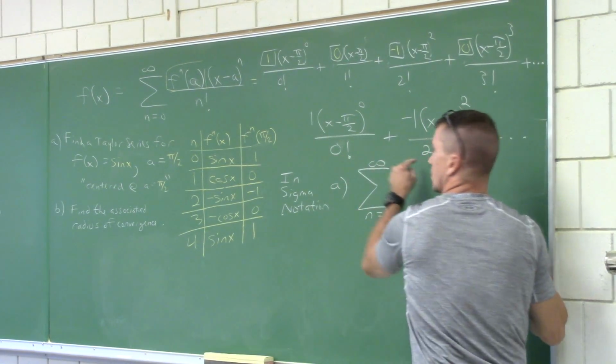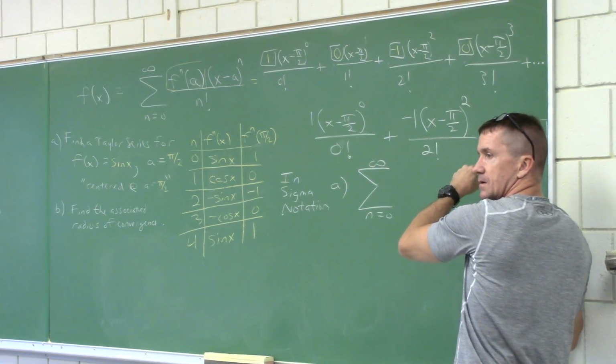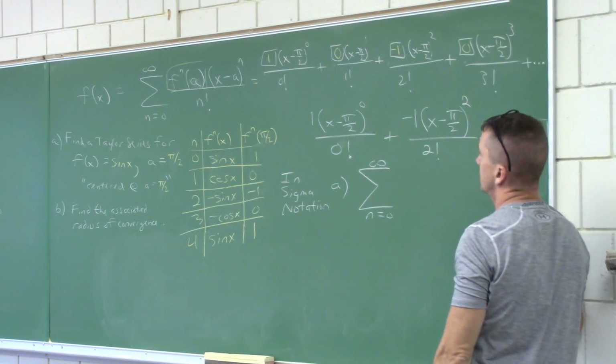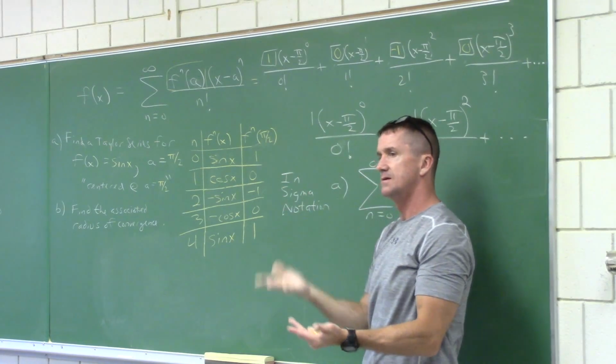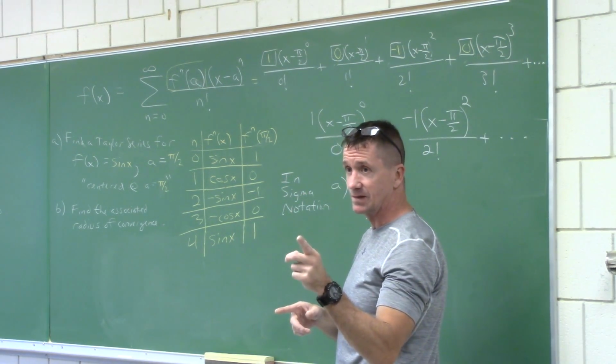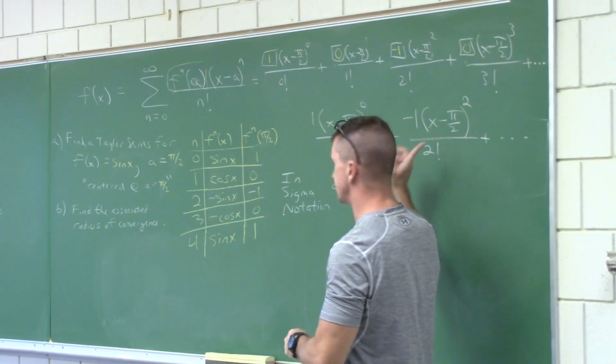Factorials will be 0 factorial, 2 factorial, the next one will be what? 4 factorial, this will be raised to the 4th. What do you think's happening with the signs? You're going to keep alternating, all right? So I think you know how to deal with that. But before we do that, let's talk about this thing going by 2's.